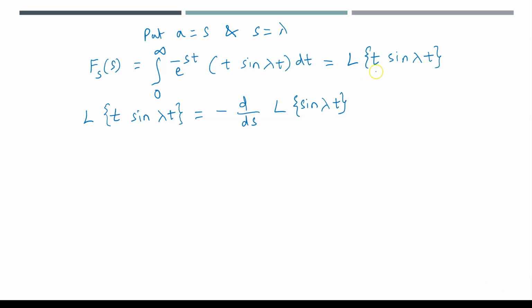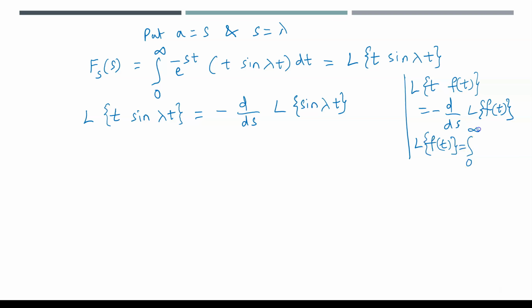Here also we have applied the same formula of Laplace transform, because Laplace transform of t into f of t equals minus d by ds of Laplace transform of f of t. And this is the basic definition: L of f of t equals integral 0 to infinity e power minus st f of t dt. So according to the basic definition, here we have taken Laplace transform of t sin lambda t. Again we have applied this formula, the multiplication by t formula.